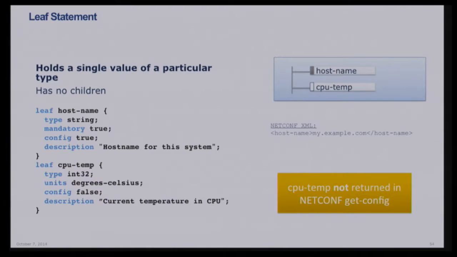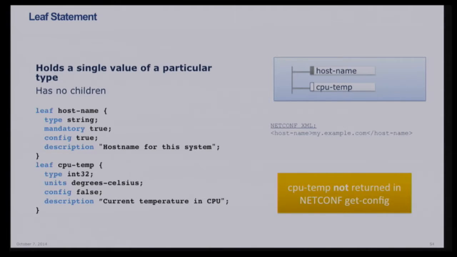So, data definition. I'm going to kind of pick up the speed a little bit here. Leaf statements. This is probably the bread and butter, right? This defines a single value of a particular type, and the nature of a leaf is that it holds no children. So it would be things like the IP address of an interface, the net mask of an interface, things like that, right?